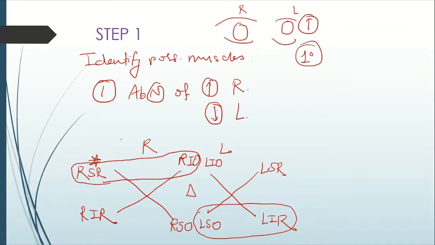These are the four possible involved paralytic muscles for my case that I have taken hypothetically. So in the first step, what possible muscles do I have? Right superior rectus, right inferior oblique, left superior oblique, left inferior rectus. So these four differentials I have already got from my step 1. Now let's go to step 2.